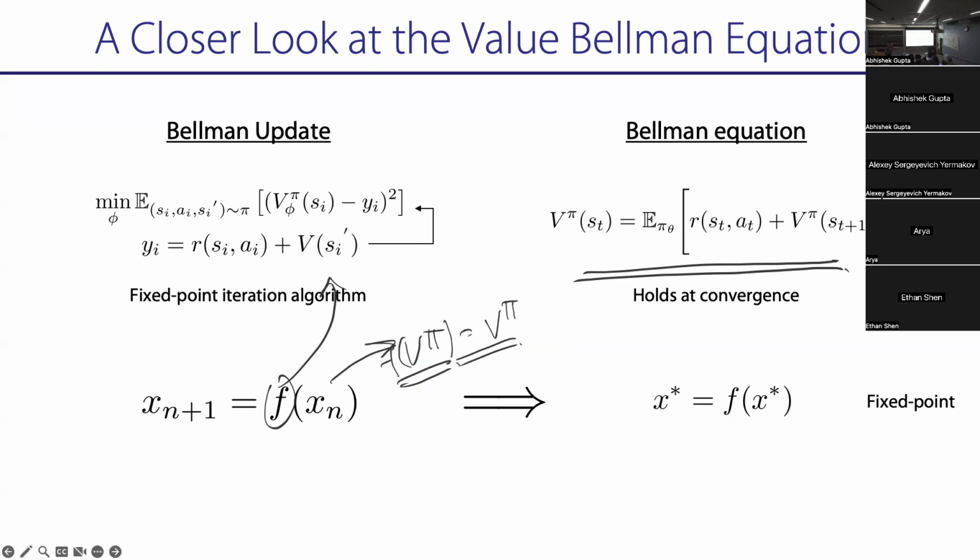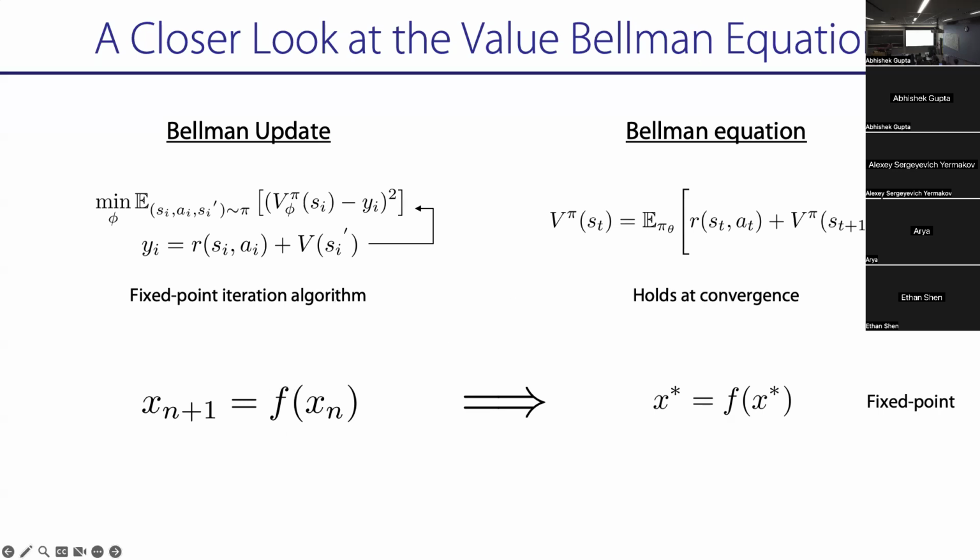These are going to be in function space. You can think of x_n not as a state, but as a value function, and you can think of f as your Bellman update, and this is going to be V_i plus 1. What you want to show is that this is a function, and that function converges to the optimal function, not that the state converges to the same state.